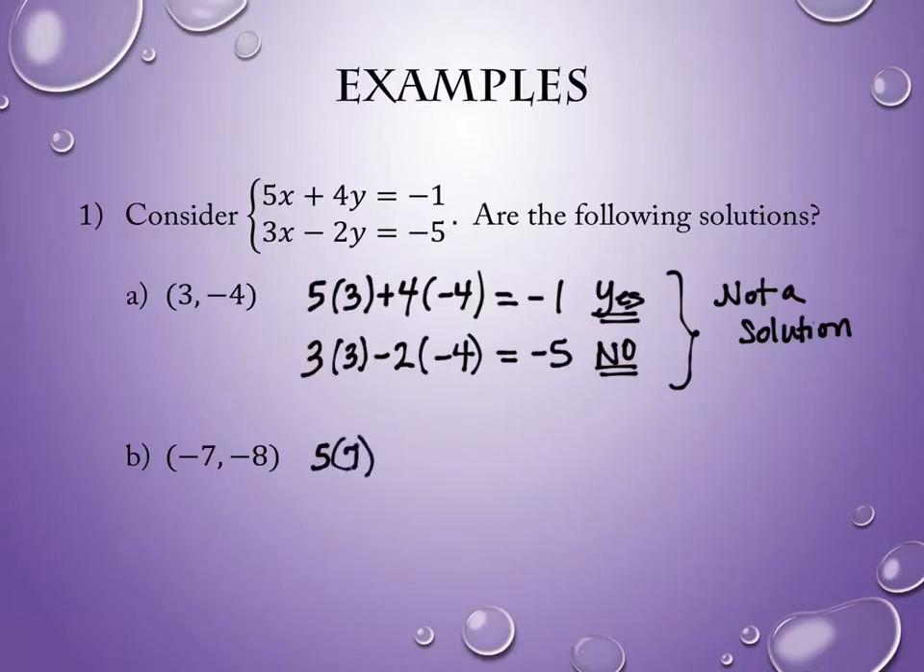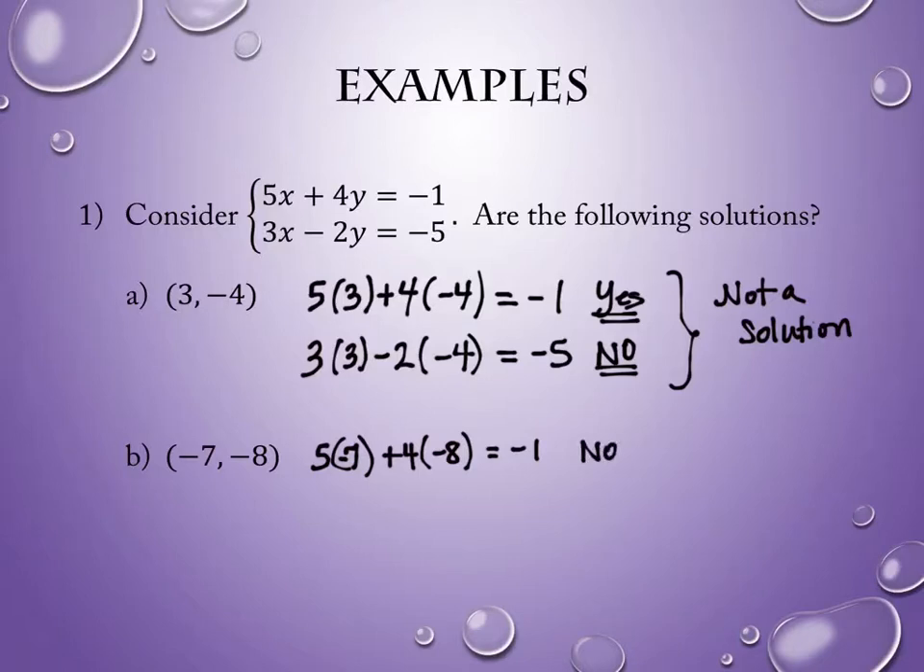5 times 7 plus 4 times negative 8. That was negative, yes, thank you, I left my negative off. The question is, does that equal negative 1? No, it's a really big negative number actually, right? Because I have a negative 35 and a negative 32. But that's not going to work.